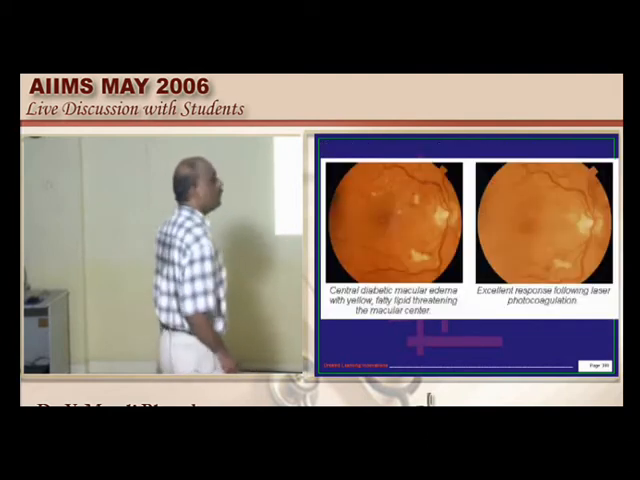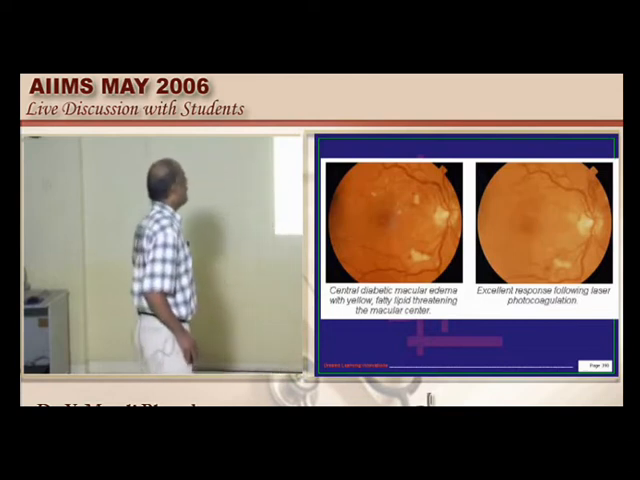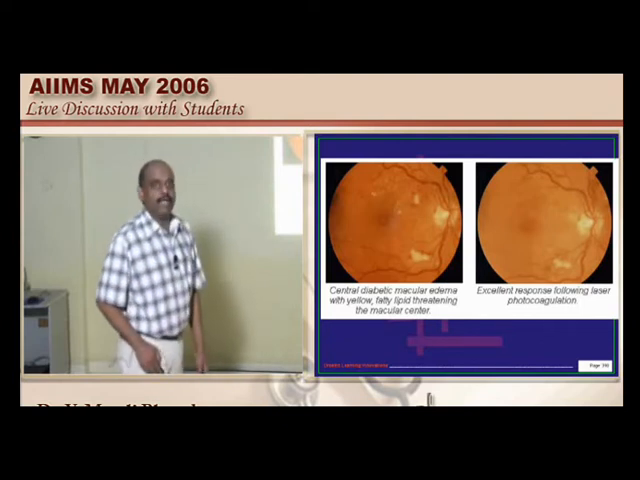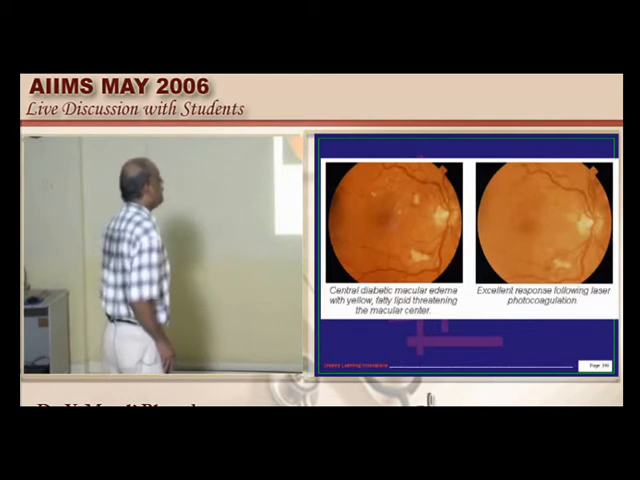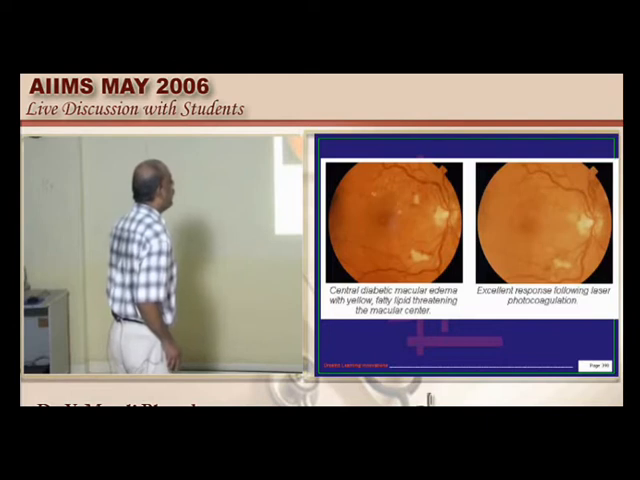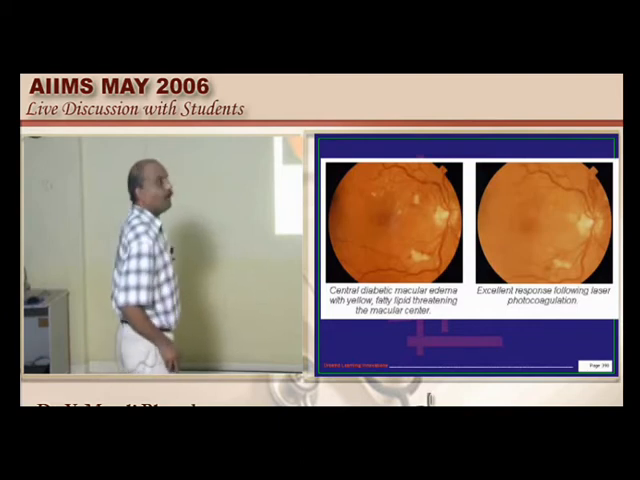Now let us talk about the rubeosis iridis with the neovascularization. How do you want to manage it? Retinal photocoagulation is considered to be the management of choice. What you can see here is the patient is having a diabetic macular edema, and you have applied the photocoagulation. At the end of it, there is an improvement of all this edema of the macula, is what you are able to see here.